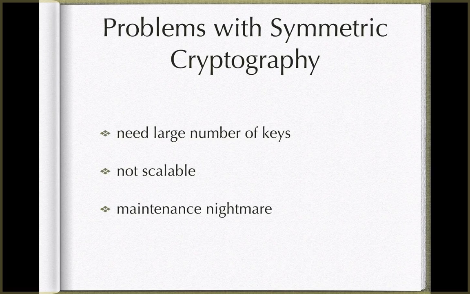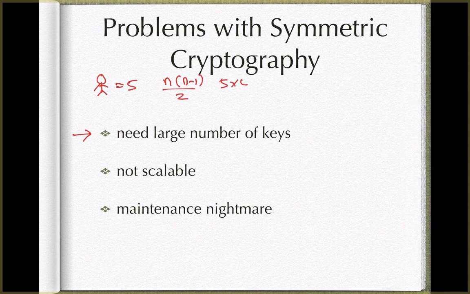One of the big problems is that we need a large number of keys. For example, let's say there are a total of 5 people. If all 5 people want to encrypt their communication to each other, how many keys do you need? In mathematics we have a formula: n times (n minus 1) divided by 2. If you apply the formula, you will get a total of 10 keys, right?